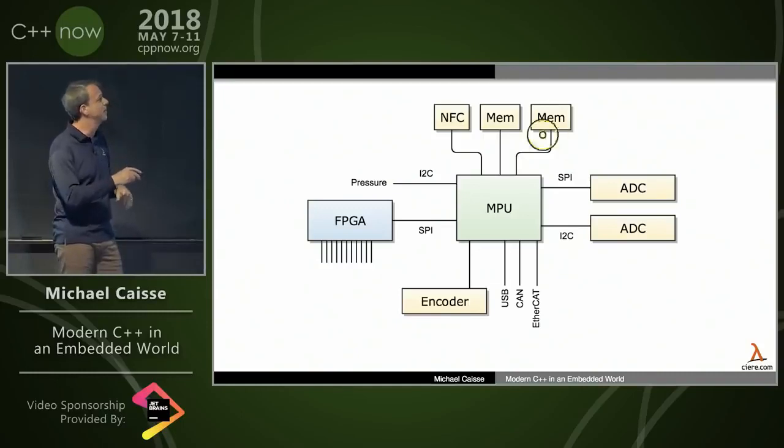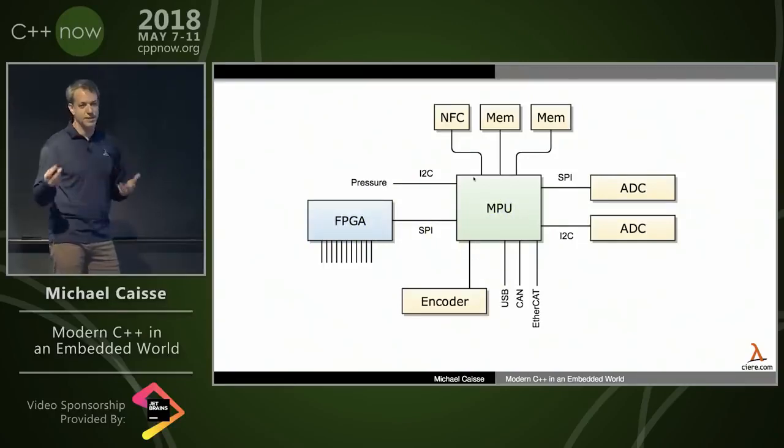And they communicate through different interfaces, depending upon what the unit is. There's a pressure sensor here. There are two different ADCs, analog to digital converters, one that communicates through something called SPI, we'll talk about more a little bit later, another one through I2C, and there's an FPGA, which we're also doing the programming for, and we communicate to that through a SPI. The MPU is speaking to this encoder.